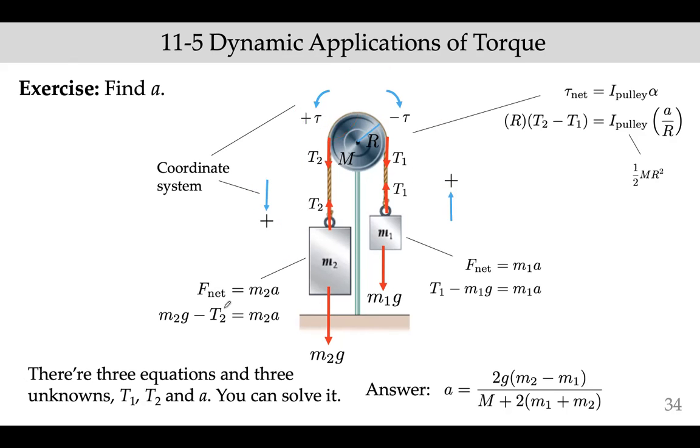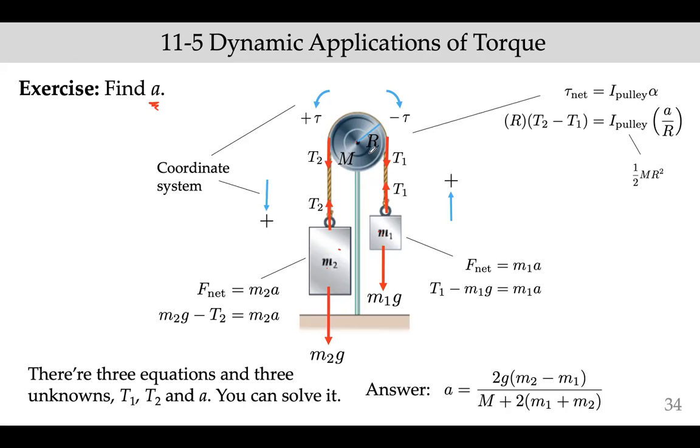Okay, now what do you do? Again, you write the torque equation for the pulley, and you write F equals ma for each mass. The question here is finding the linear acceleration of the masses.